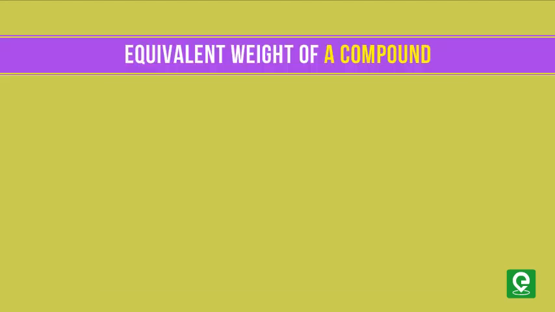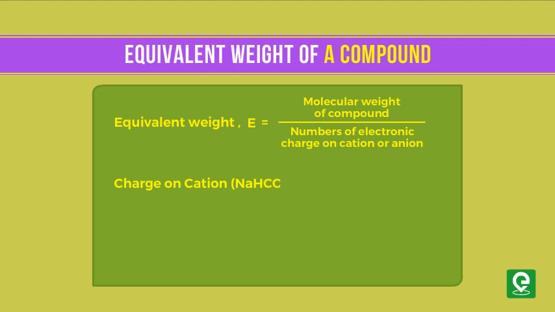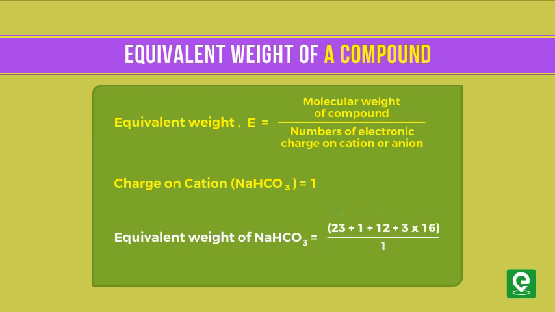Equivalent weight of a compound. The valence factor of a compound depends on the manner in which a compound is involved in the chemical reaction. For example, the number of electronic charge on the cation in sodium bicarbonate NaHCO3 is equal to 1. Therefore, the equivalent weight of NaHCO3 is equal to 23 plus 1 plus 12 plus 3 into 16 divided by 1, which is equal to 84.